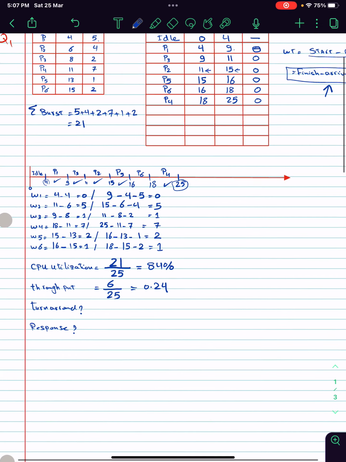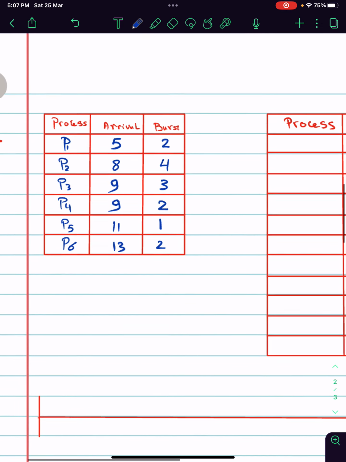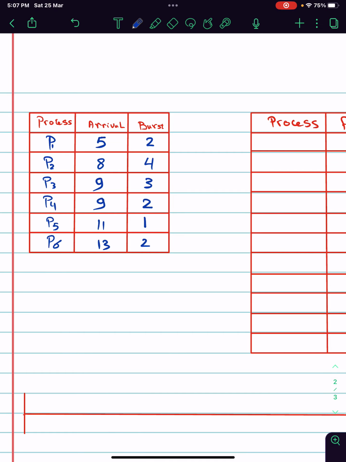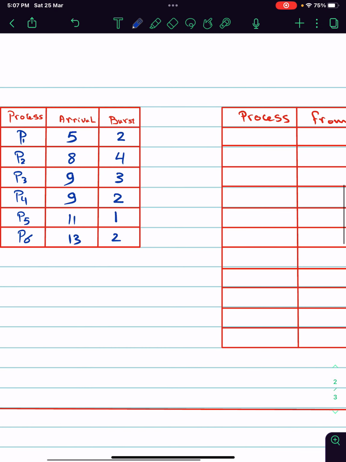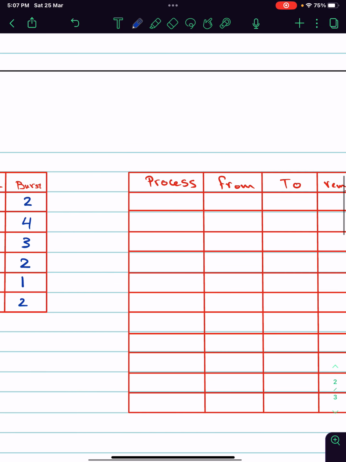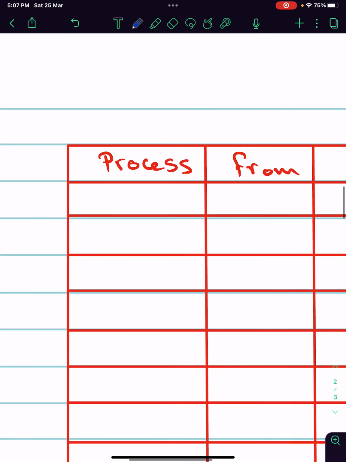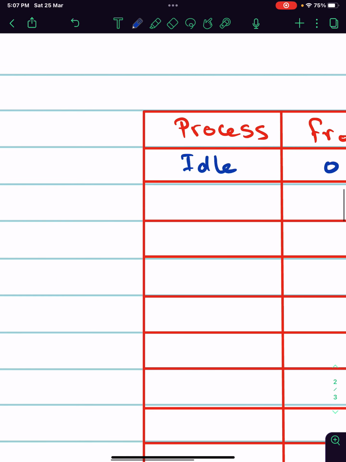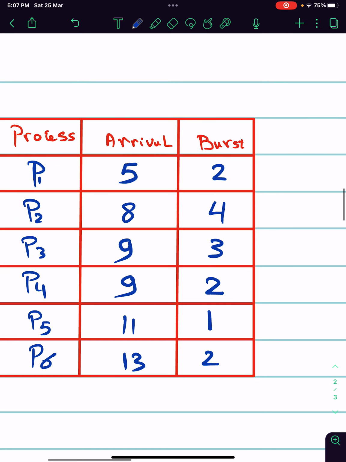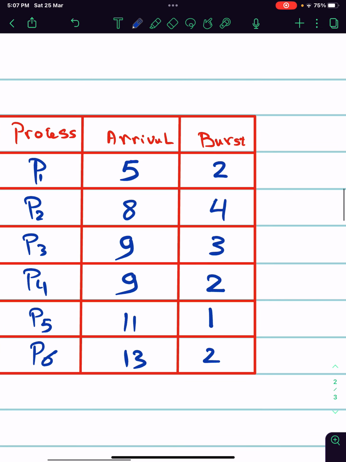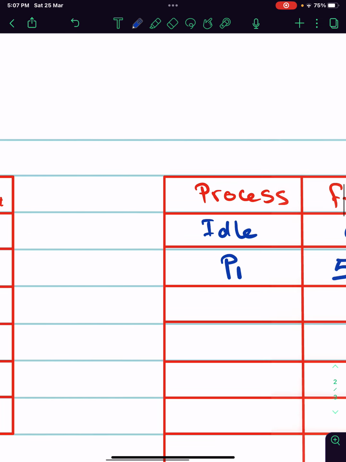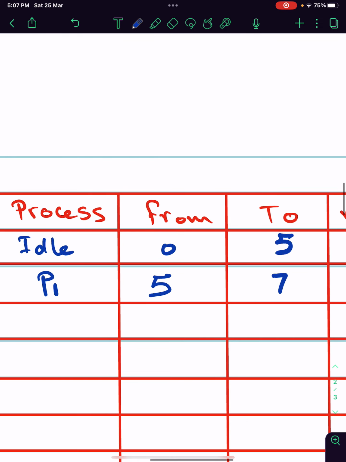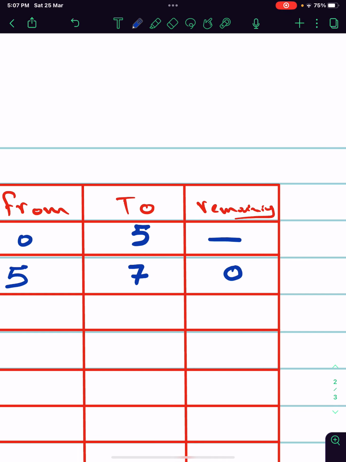Okay, let's solve the second problem. So here process 1 starts at time 5. Again, we have an idle interval from 0 to 5. Then P1 starts at time 5, because it's the very first arrival. As you can see, P1 has a burst of 2, so it's going to be from 5 all the way to 7, and you have no waiting time.